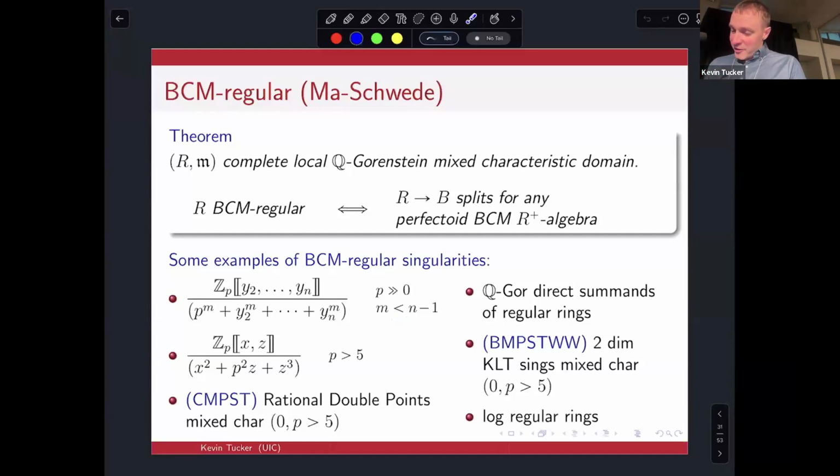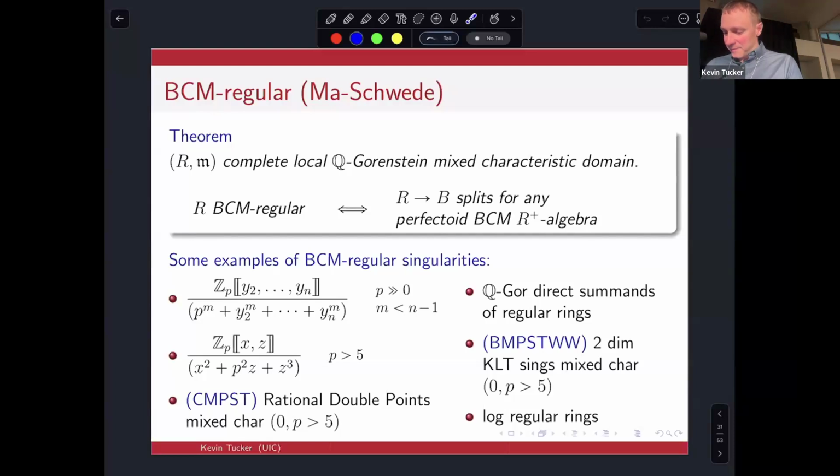All right. Here's another example where that fails, or at least where going mod p doesn't quite give the same thing. I've written down what is a D4 singularity in mixed characteristic. Again, look at a standard D4 equation and replace one of the variables by p. So those guys will all be BCM-regular.